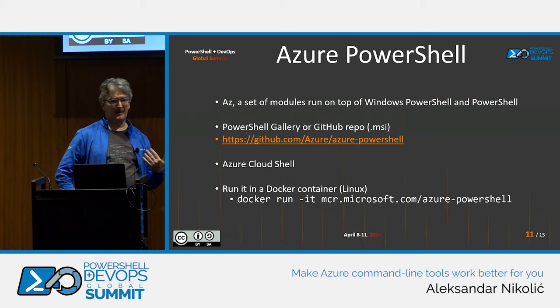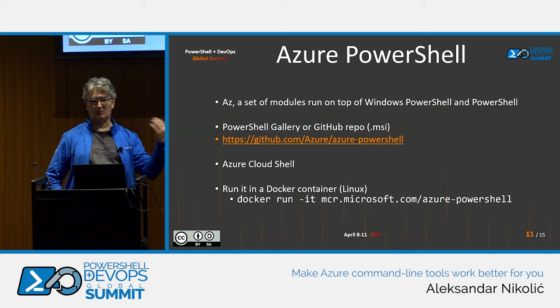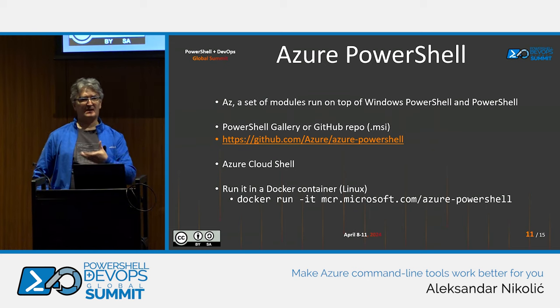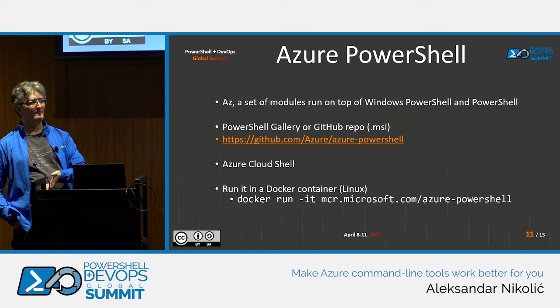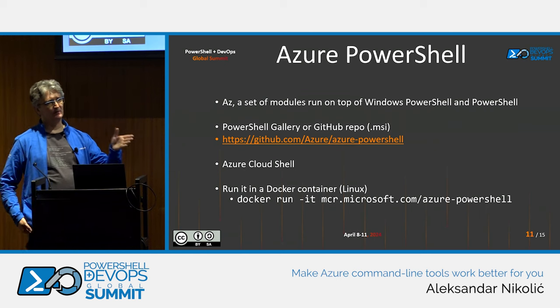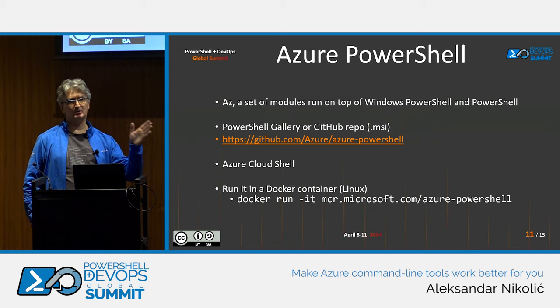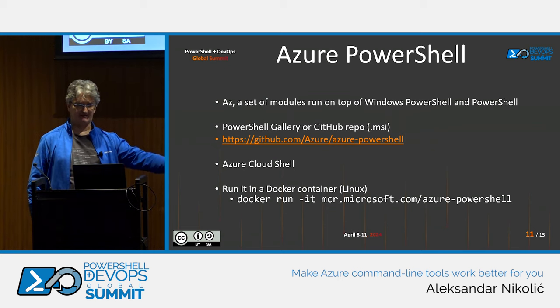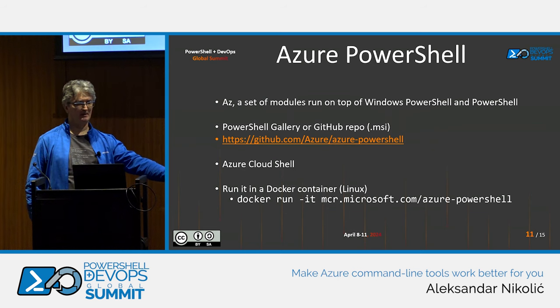You will get it from the PowerShell Gallery, which is the most common way to install things. But you can also get the MSI file in a GitHub repo, but it works only in Windows PowerShell. You cannot use MSI to install Azure PowerShell on PowerShell 7. Just be aware of that, okay?